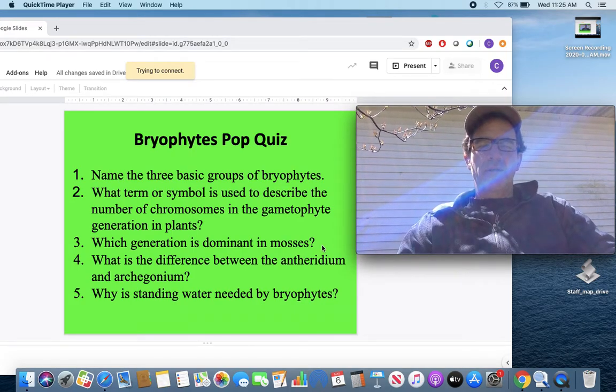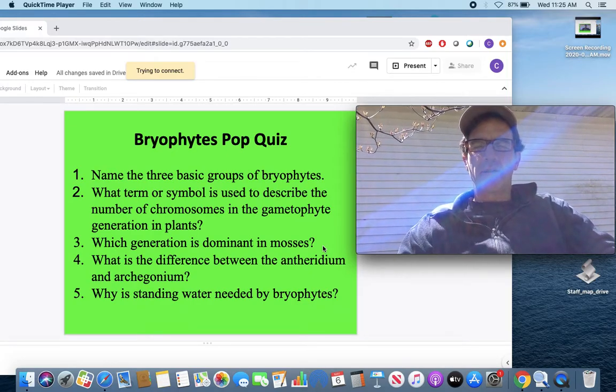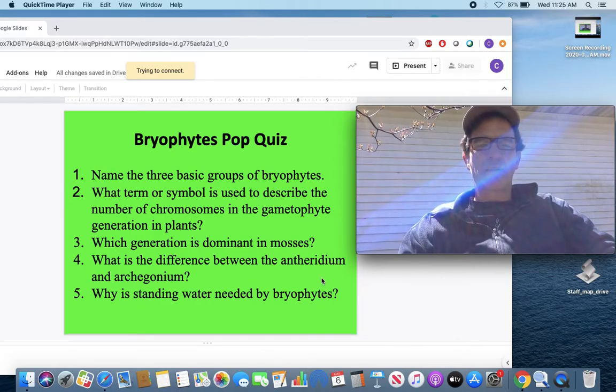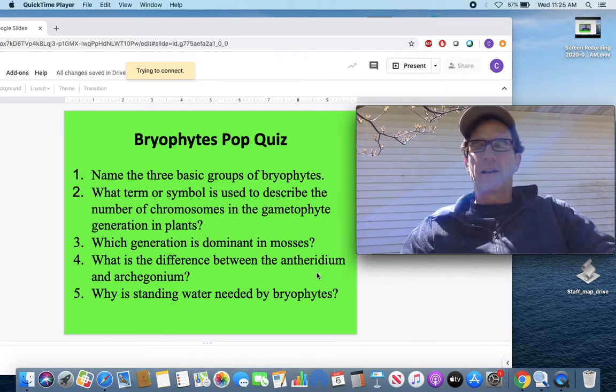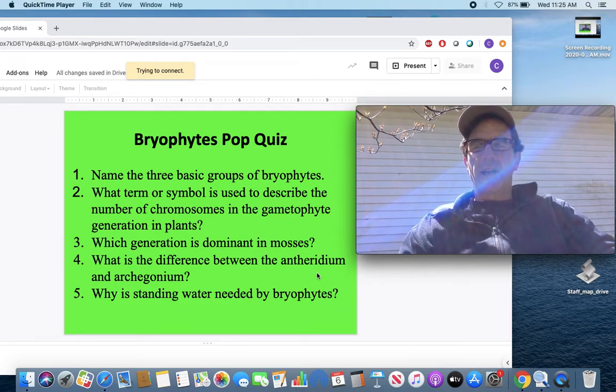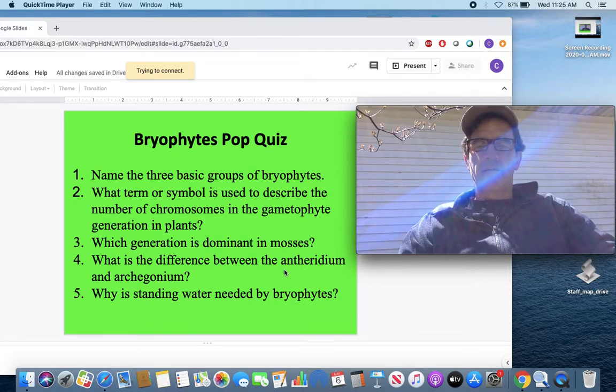Number 3, which generation is dominant in mosses? That should be the gametophyte or haploid generation. Number 4, what's the difference between antheridium and archegonium? Anther, remember, sounds like antler, the male part of the deer. Antheridium is the male part of the plant. It produces the sperm, and then the archegonium is the female part, produces the egg.